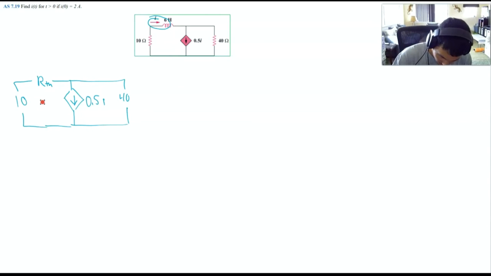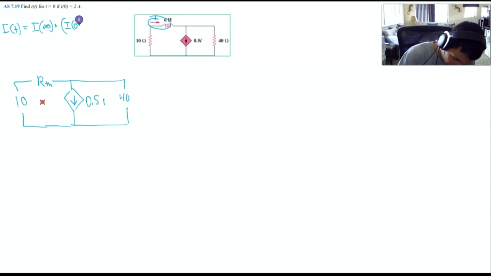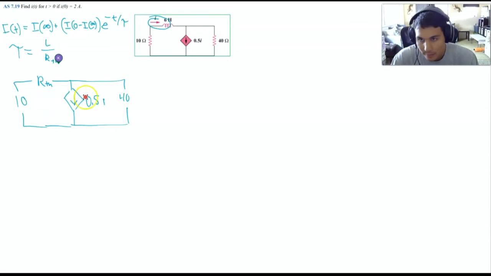Well, I of t is going to be equal to I of infinity plus parenthesis I of 0 minus I of infinity, times e to the negative t over tau, where tau is what? Tau is L over R Thevenin. So that's the whole reason why I need to find R Thevenin.